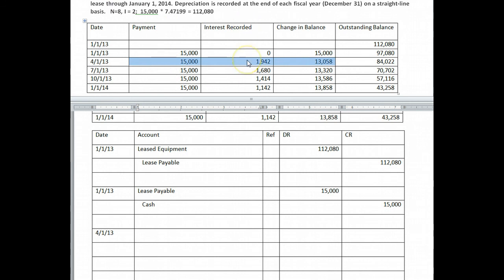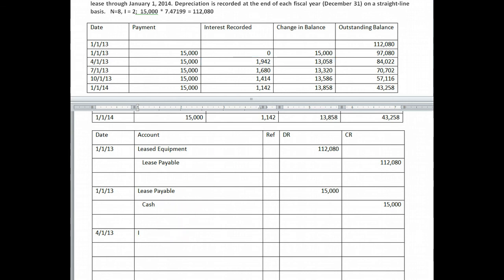The interest recorded, from a lessee standpoint, the interest recorded is actually an expense. So that would represent the interest expense. And then the change in balance simply gives us the change or the reduction in the lease payable. So by that definition, since this is an expense, expenses are debit accounts, so we need to debit the account. The change in balance is a reduction in the lease payable, so to reduce liabilities, we actually need to debit those as well.